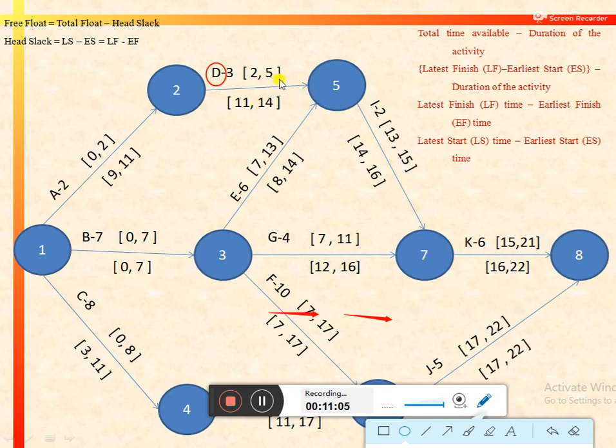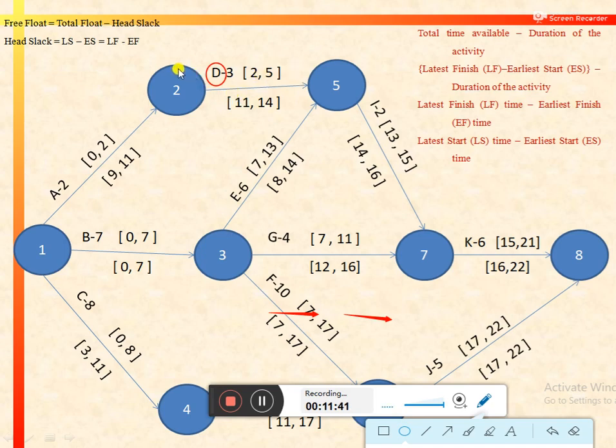If activity D is finishing or is completed on 14th day, then the starting or earliest start for activity I would be the 14th day. So it means we are delaying activity I by delaying activity D. So the free float represents that part of the total float which does not affect the successor or the following activity, or the earliest start of the following activity.